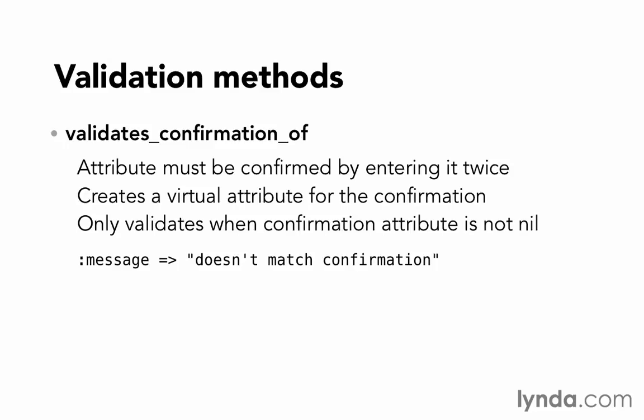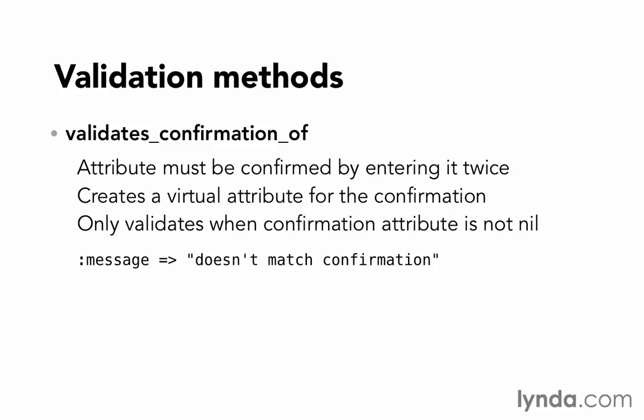It does the same kind of virtual attribute that validates acceptance of does. We don't need to save their email confirmation to the database. So instead, validates confirmation of, when it's in your model, will create a virtual attribute that it can use to make sure that it matches the original attribute. So for example, if we had validates confirmation of email, the virtual attribute would be called email_confirmation. And then we would add that field to our form and they would match up, or else it would fail validation.